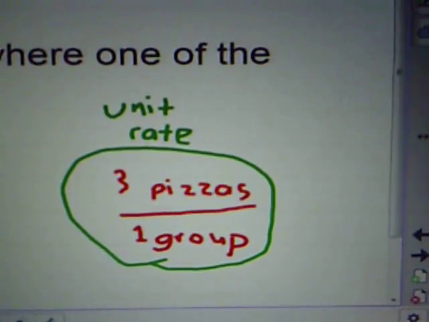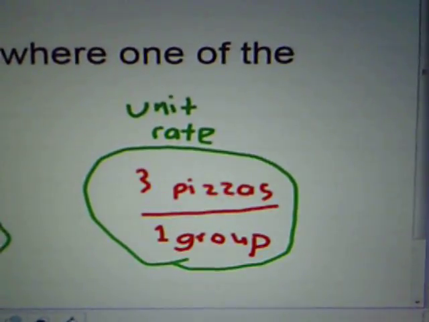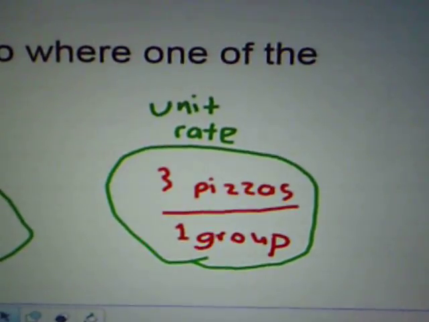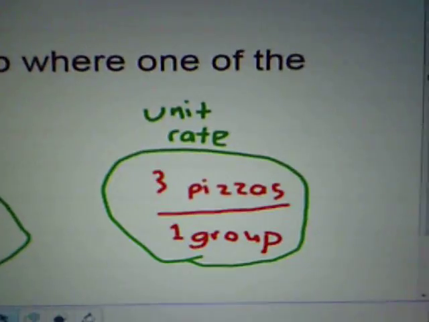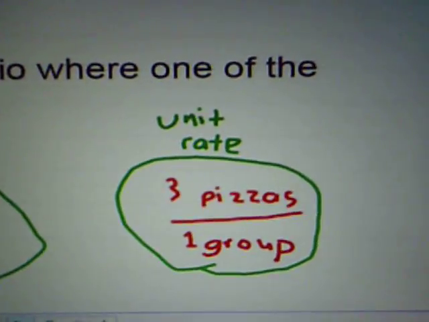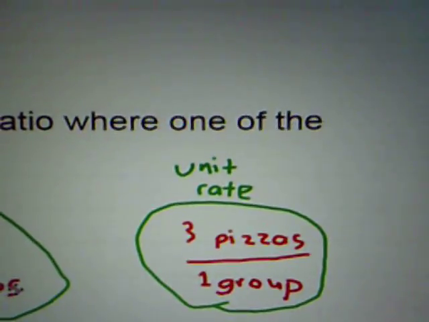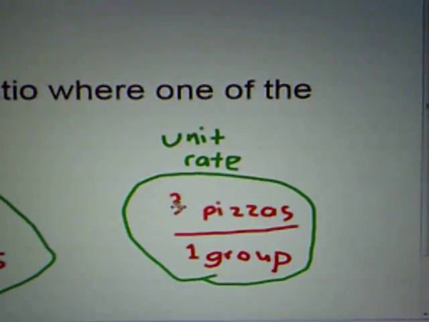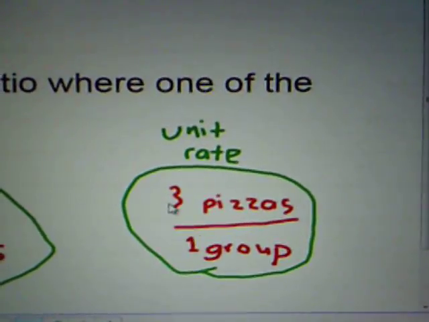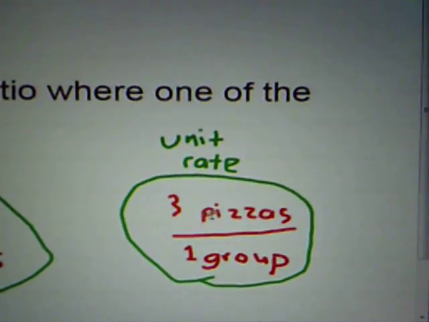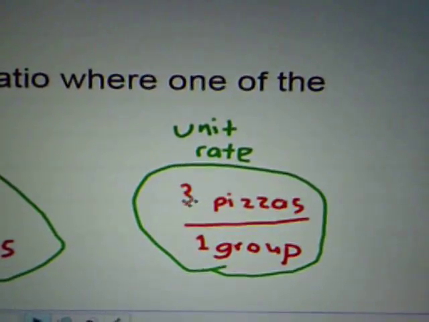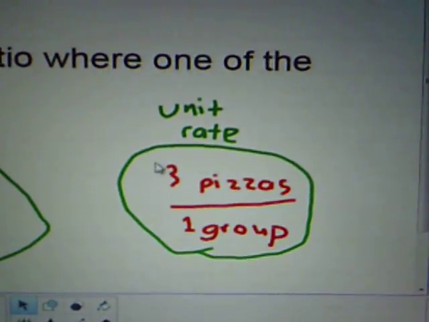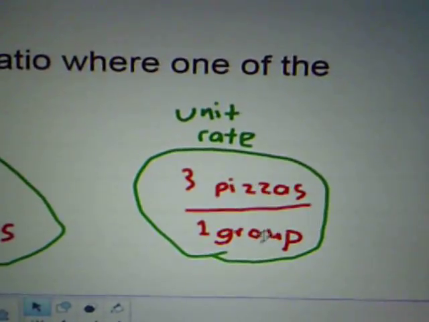This is an example of a unit rate. A unit rate is still a ratio. It's still a comparison of two quantities or two numbers. But remember, one of the numbers has to be a 1 to make it a unit rate. So 3 pizzas for one group is a unit rate. And unit rates can help us solve problems. How many pizzas for each group?